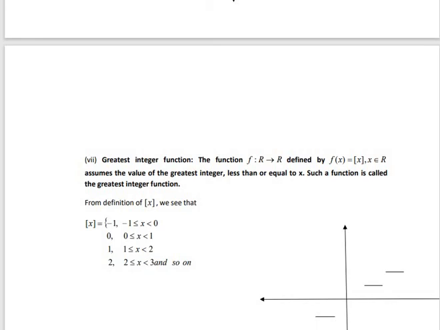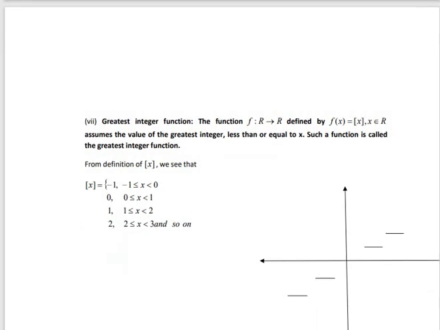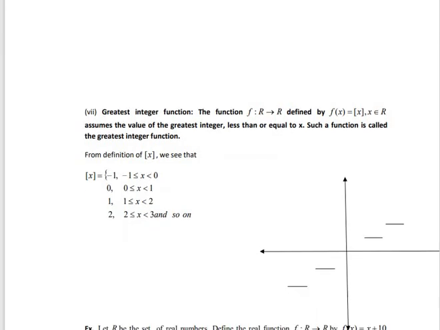In earlier classes we have done polynomial functions, the modulus function, the signum function, and the identity function. So in this class, we will discuss the greatest integer function. Now, what do you mean if I say the greatest integer?